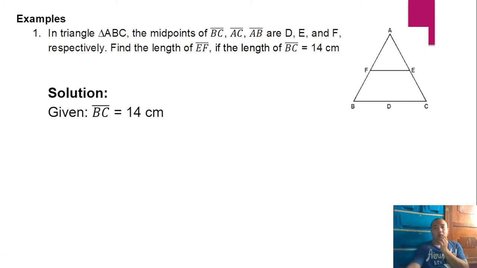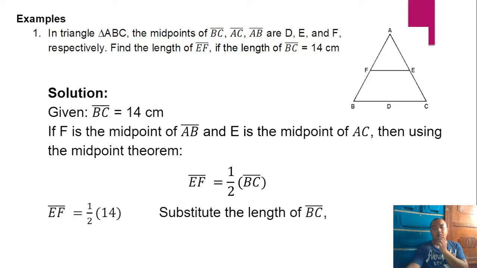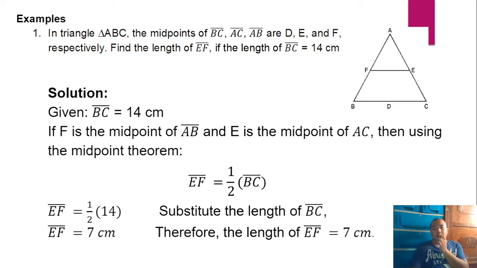So since BC is 14 cm, EF is 1/2 of BC. Segment EF is equal to 1/2 of the length of BC. So what is 1/2 of 14? That's equal to 7 cm. Therefore, the length of segment EF is 7 cm.